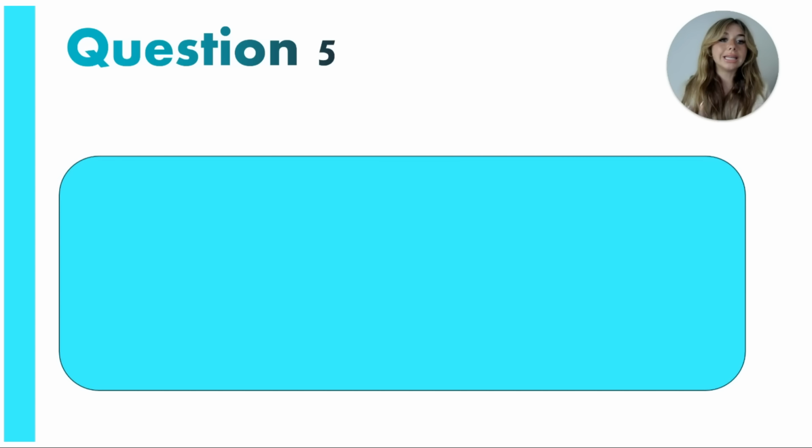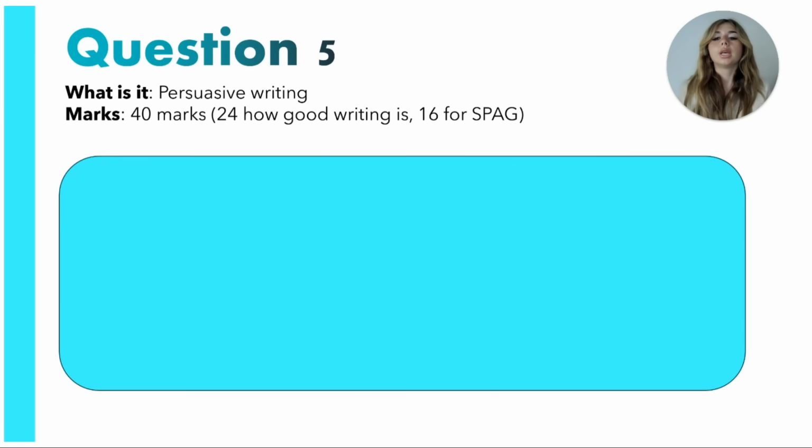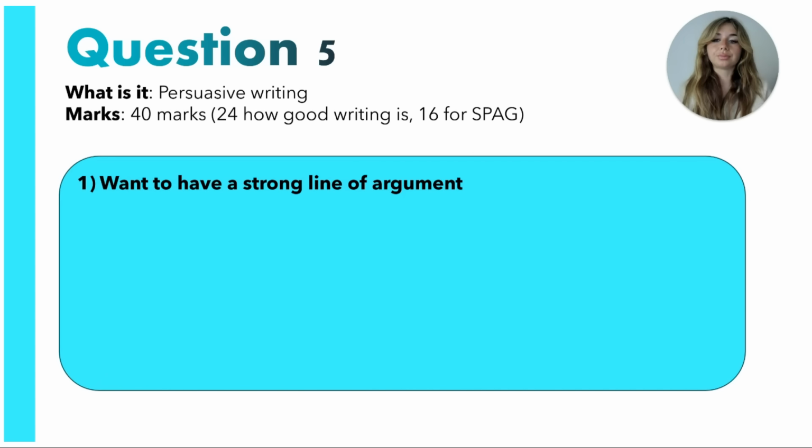So there's certain things that you should keep in mind, a bit of a tick list. So what it is, it's persuasive writing, you know, letter, speech, article, on whatever the topic is. They'll give you a statement and you've got to argue for or against it. Marks, it is 40 marks, so 24 marks for how good your writing is, how persuasive it is, then 16 marks for SPAG, so spelling, punctuation, and grammar.